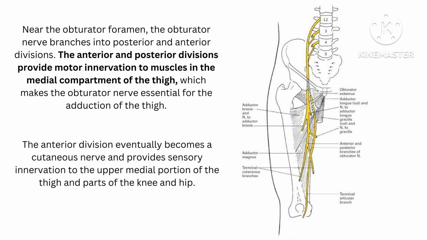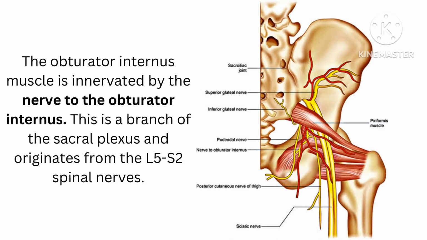The anterior division eventually becomes a cutaneous nerve and provides sensory innervation to the upper medial portion of the thigh and parts of the knee and hip. The obturator internus muscle is innervated by the nerve to the obturator internus. This is a branch of the sacral plexus and originates from the L5-S2 spinal nerves. This nerve also innervates the superior gemellus muscle.